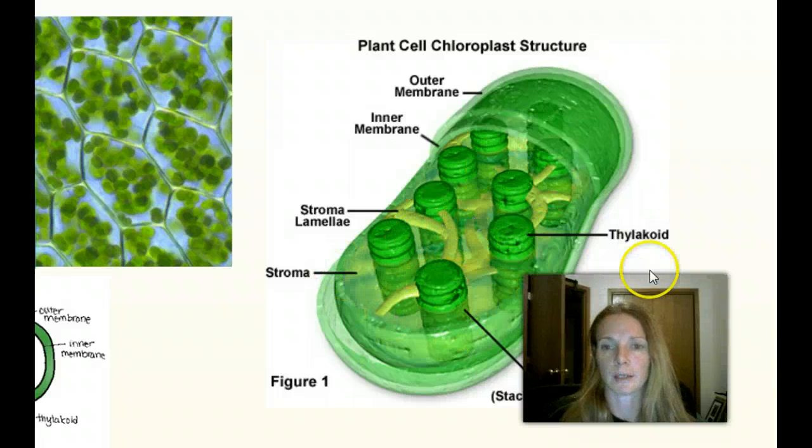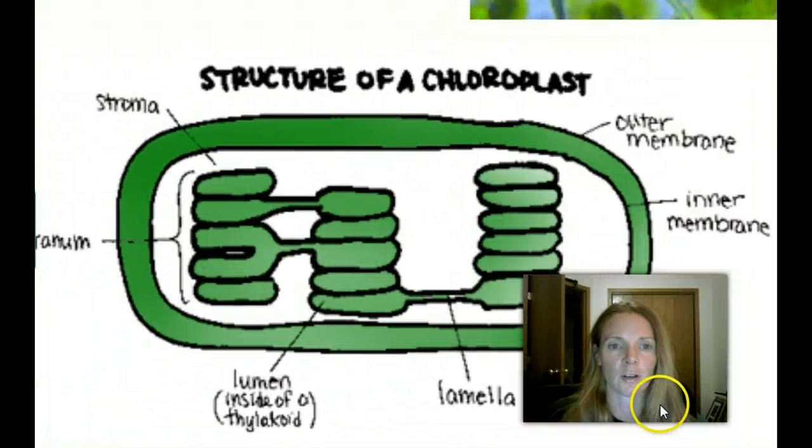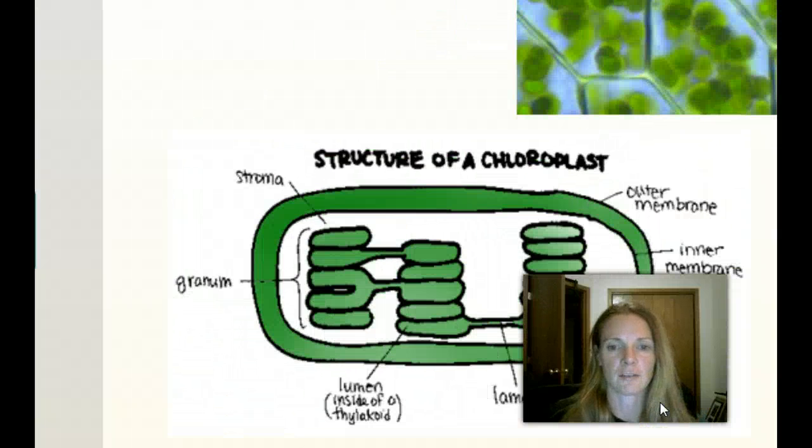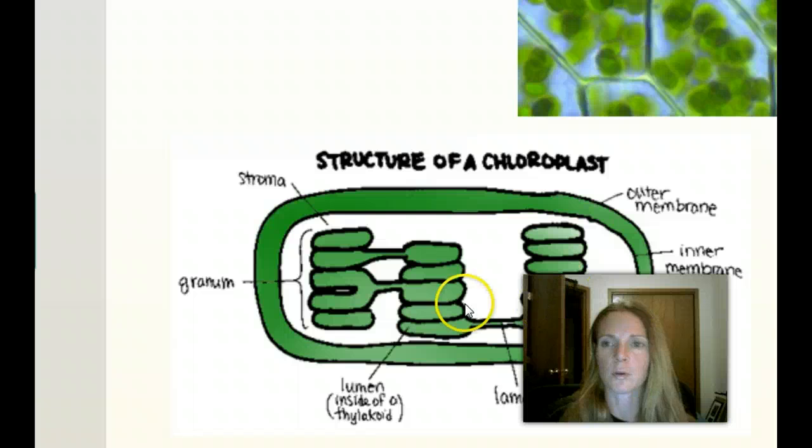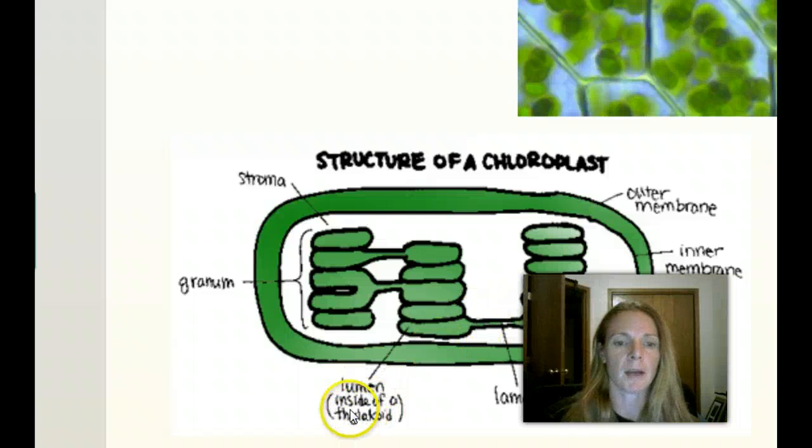So just so you know a little bit more about the structure, here's yet another picture. I like to make these pictures very simple, so whoever drew this, my kind of picture. Very simple. Structure of a chloroplast: outer membrane, inner membrane, your thylakoid, your lamella, which basically connects the grana together. And then the lumen, the inside of the thylakoid, is where photosynthesis takes place.